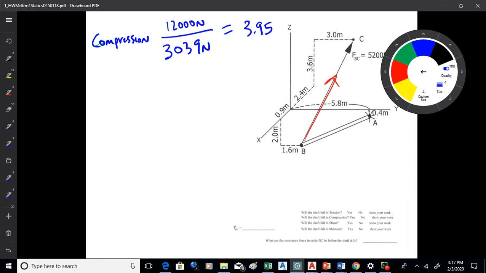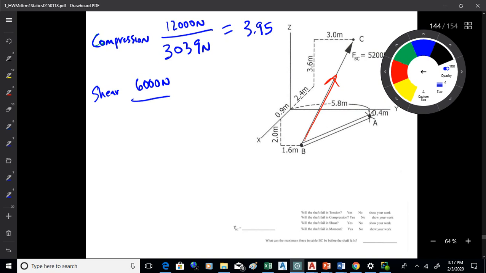Now the shear, I don't have nearly as much margin, but let's look at the shear. The shear maximum I think is 6,000. And currently, when I've got 5,200 newtons in the cable, I'm at 4,220. So I can divide those out and I still have a fair amount of allowance in there.